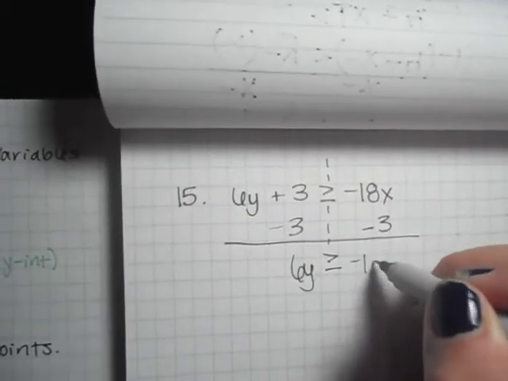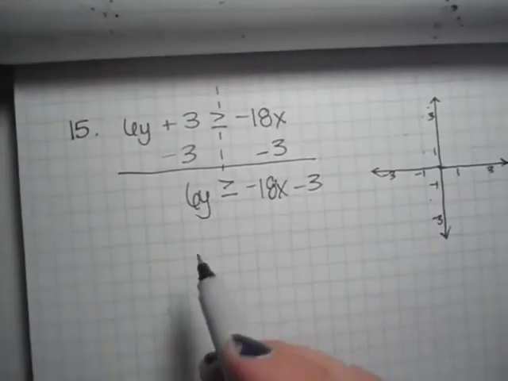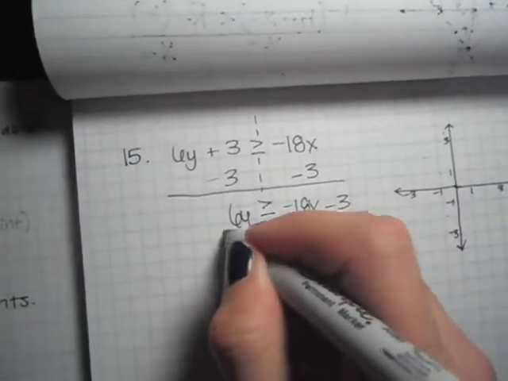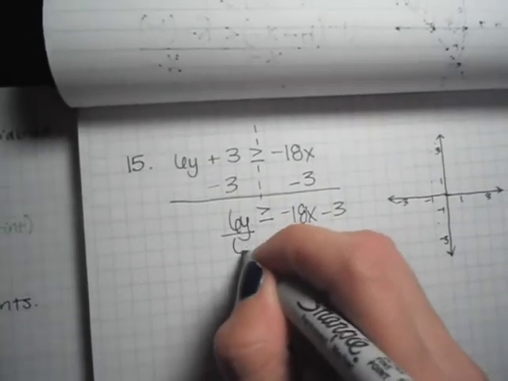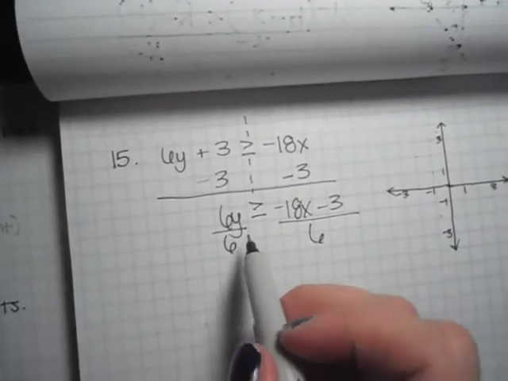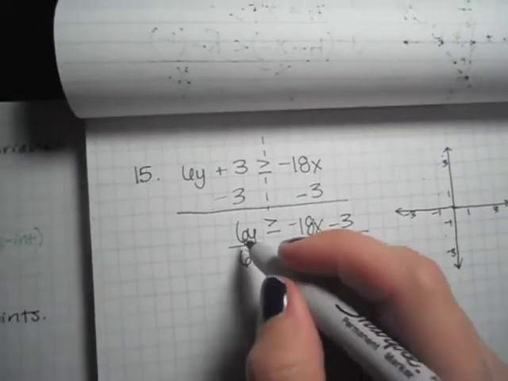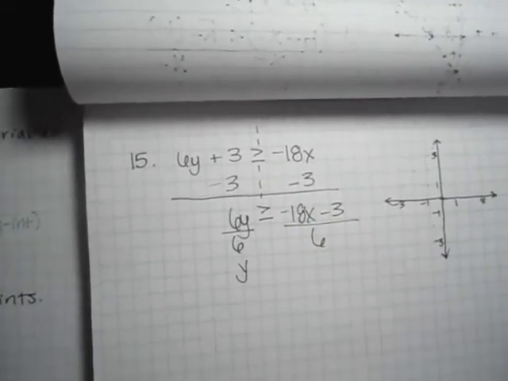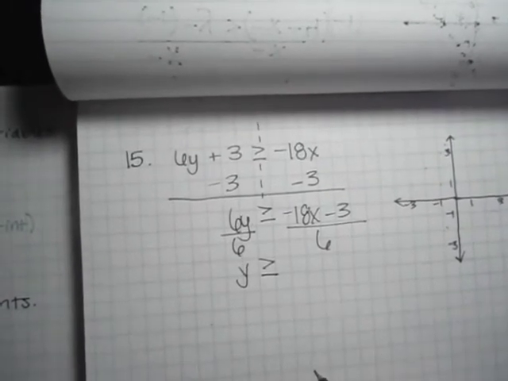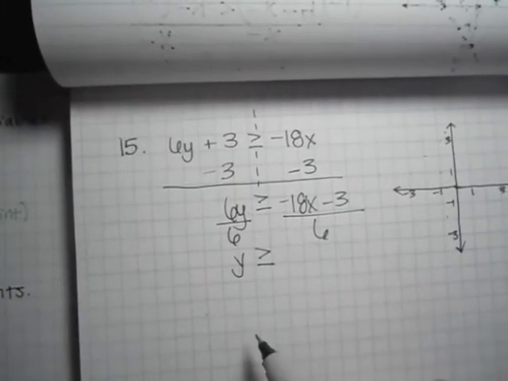Negative 18x minus 3. Okay? Y is still being multiplied by a 6. It's not completely by itself yet. Since it's being multiplied by a 6, we will divide by a 6. We'll also do the same thing to the right side, because whatever we do to the left side, we have to do to the entire right side. Okay, our 6's will cancel, leaving us with y. Sign will stay the same because we only divided by a positive number. Dividing by a positive number has no effect on the inequality sign.